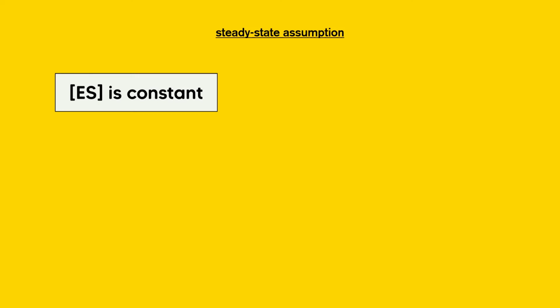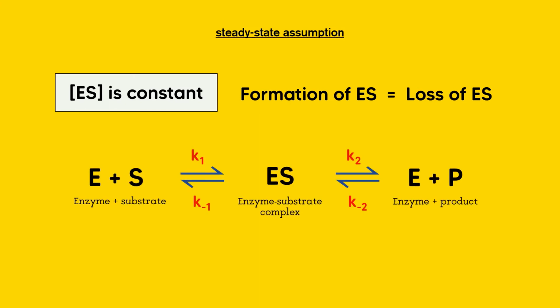When the term steady state is used, we are implying that the concentration of enzyme-substrate complex, or ES, is constant. This means that the formation of ES is equal to the loss of ES.